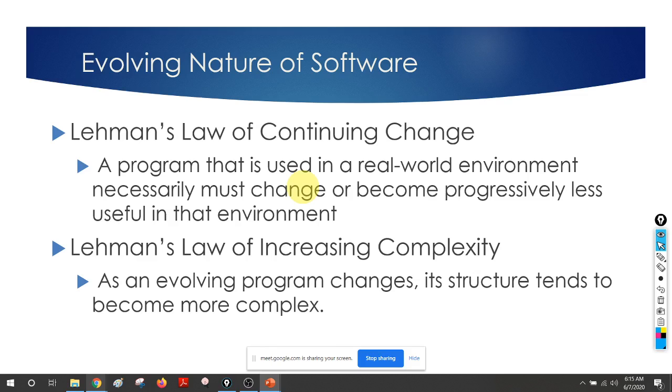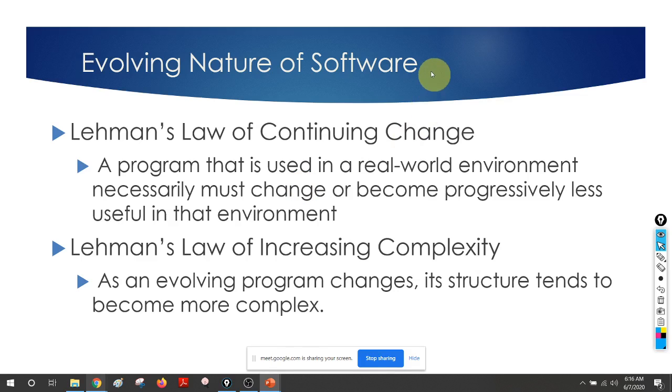Okay, right. So as I told you, one of the challenges in the evolution or maintenance stage is we are going to have to keep on changing software. So that is called the evolving nature of software. So the person called Lehman came up with some laws. Actually those are not laws like Newton's laws or whatever, just observations. He put them into formal wording. So we call them Lehman's law of continuing change and Lehman's law of increasing complexity.